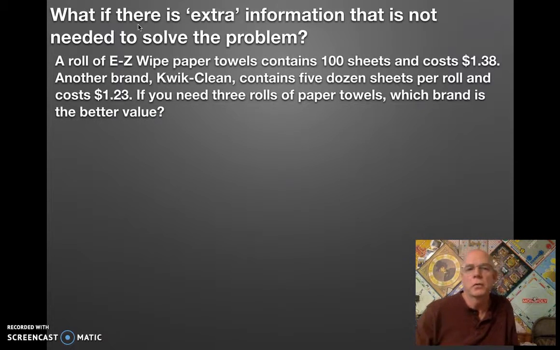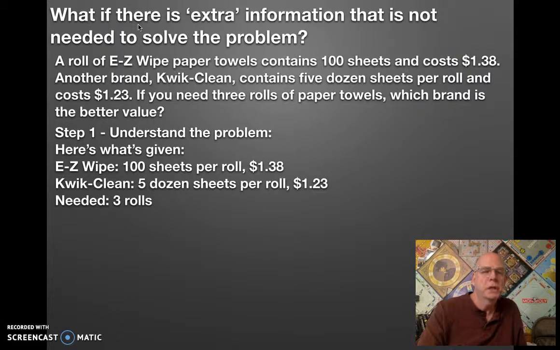So here's our question. A roll of Easy Wipe paper towels contains 100 sheets and costs $1.38. Another brand, Quick Clean, contains 5 dozen sheets per roll and costs $1.23. If you need 3 rolls of paper towels, which brand is the better value?